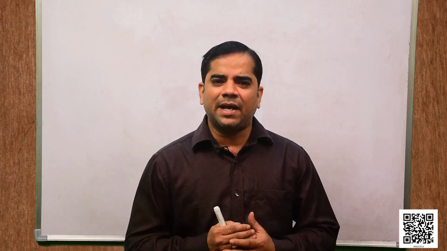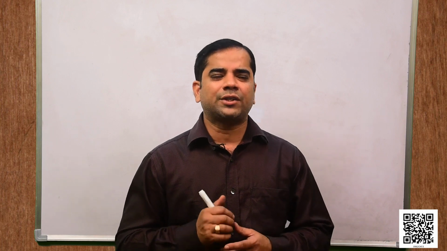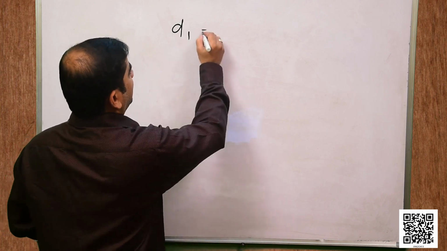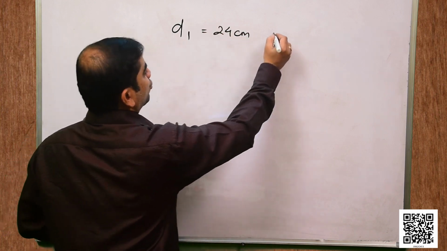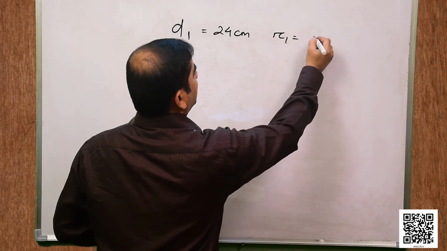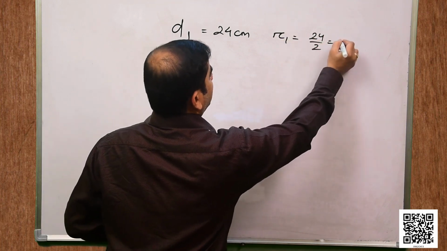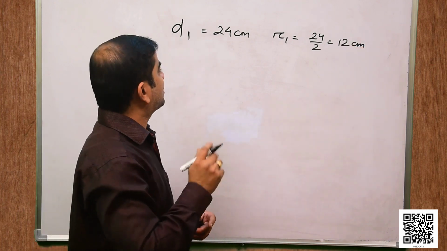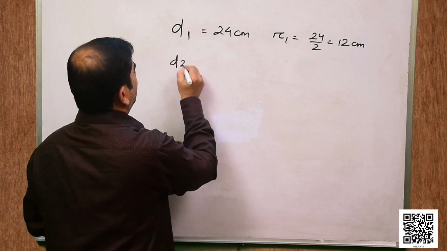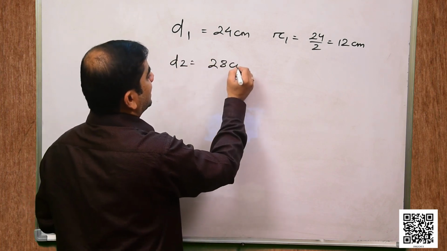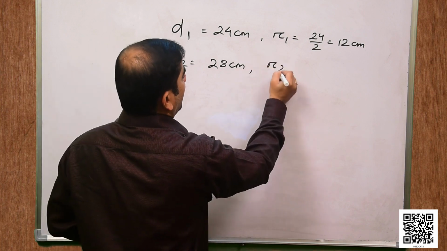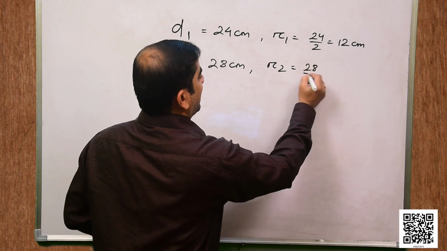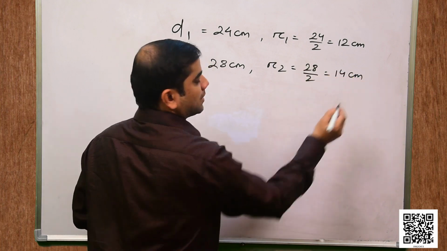Okay. What is the inner diameter? Inner diameter is 24 centimeter. So, suppose D1 is the inner diameter, it is 24 centimeter. So, if R1 is the inner radius, it will be 24 by 2, that is 12 centimeter. Then outer diameter is given as 28 centimeter. Suppose D2 is the outer diameter, that is given as 28 centimeter. So, R2, if it is the outer radius, it will be 28 by 2, that is 14 centimeter.